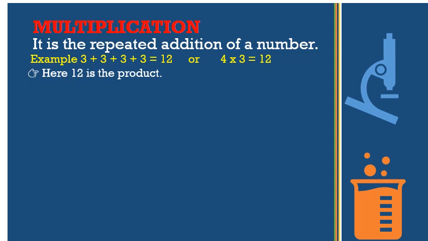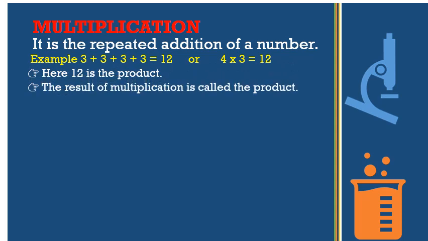And you know children, here 12 is the product. So the result of multiplication is called the product. So you know children, in this example, the result of the multiplication of 4 and 3 is 12. So 12 is called the product of 4 multiplied by 3.